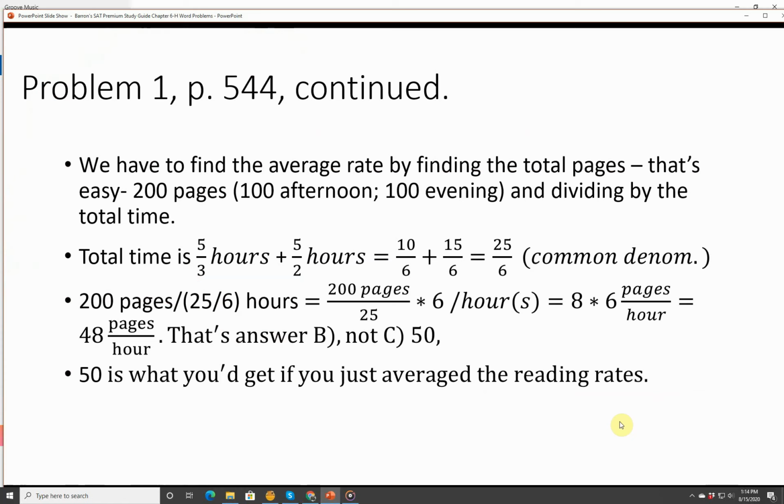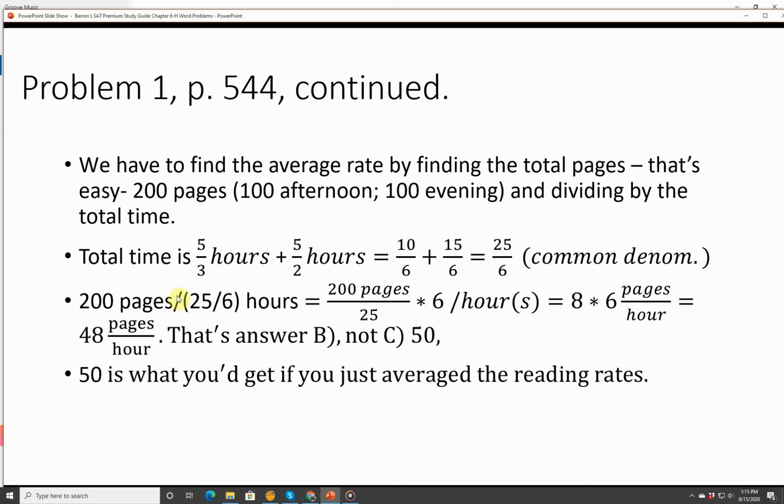So we have to find the average rate by finding the total pages, which is easy. We know it's 200 pages, just the afternoon and the evening, and then dividing by the total time. The total time is 5/3 hours plus 5/2 hours, which is 10 over 6 plus 15 over 6, because the common denominator is 3 times 2, which is 6. So we multiply this 5 by 2, so you get 10/6. And since you're multiplying the 2 by 3, you have to multiply this 5 by 3, plus 15 over 6, which is 25 over 6.